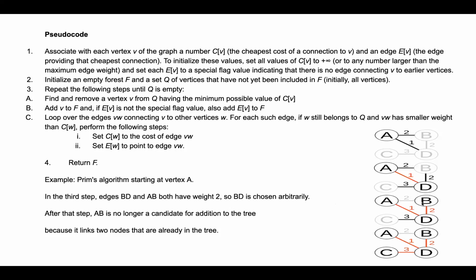BD is chosen arbitrarily. Okay. Then after that step, AB is no longer a candidate for addition to the tree. After that, once the BD is chosen, this AB will not be there, okay, because it forms the cycle.